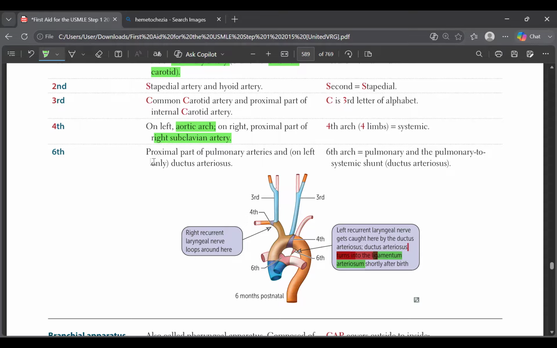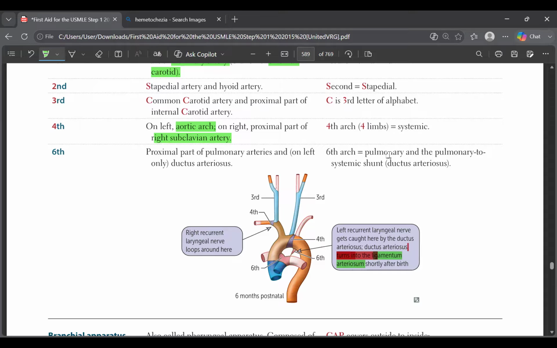And sixth is forming the proximal part of the pulmonary arteries, and on the left only it is forming the proximal part of the pulmonary arteries. And the ductus arteriosus, right? So the fifth was forming the proximal part of the pulmonary arteries on the left only, and also it was forming the ductus arteriosus, this thing. But the ductus arteriosus gets converted into ligamentum arteriosum shortly after birth.